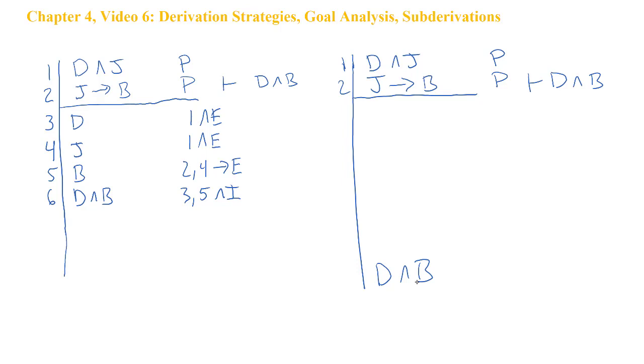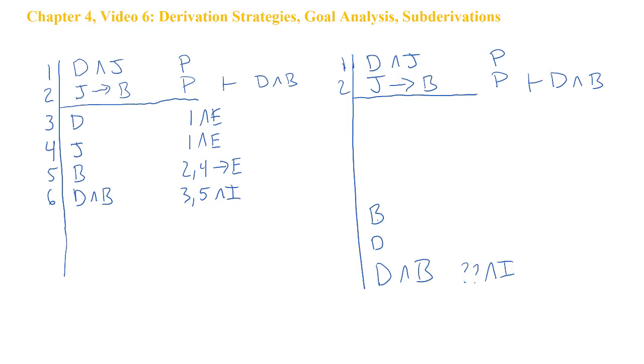The second step is to ask yourself, what is the main connective of my goal? And here, clearly, it is a conjunction. That strongly suggests, though it doesn't guarantee, that you're going to derive that last line of the derivation by a conjunction introduction. We don't know yet what two lines, but we do know what those lines are going to have to look like. If I'm going to get D and B by conjunction introduction, I'm going to need one line that contains a D and one line that contains a B. With those two lines, I'll be able to make the conjunction introduction.